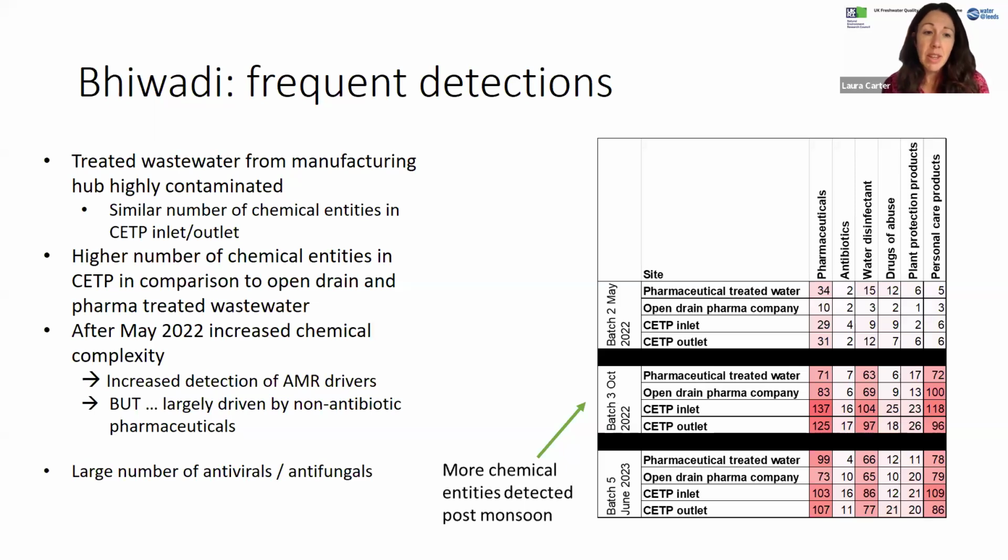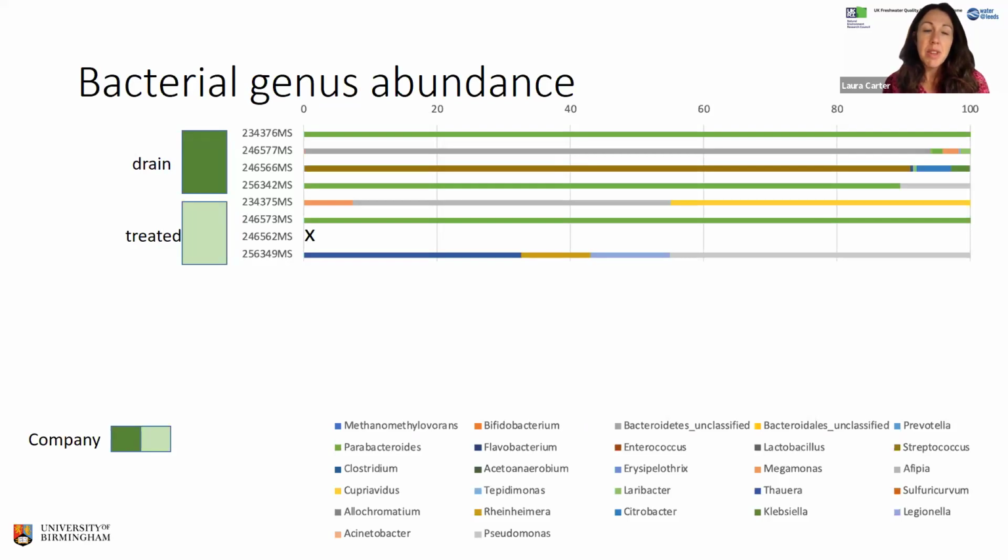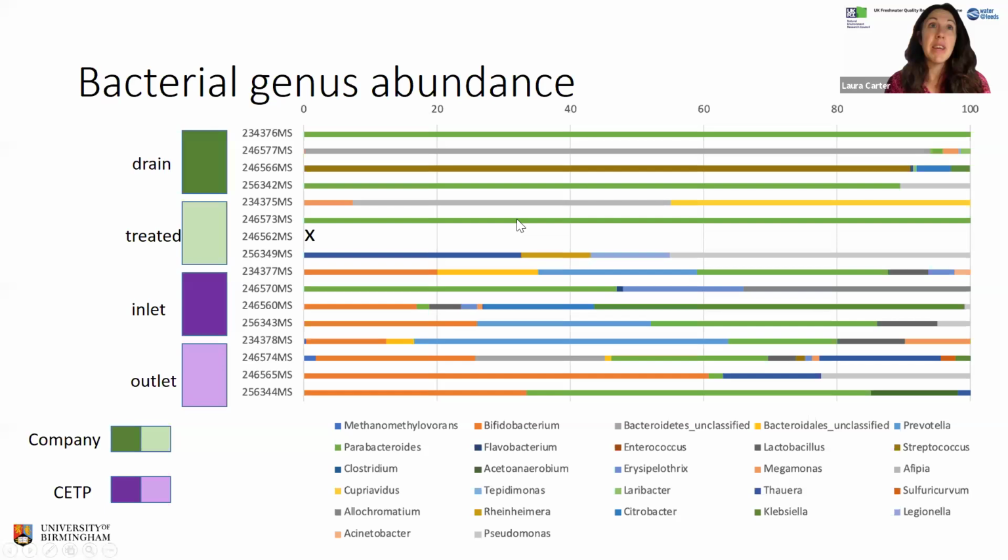Now, what was really interesting with this analysis was that we were able to see a large number of antivirals and antifungals, a lot more than what we were seeing at the other site. So quickly, with the bacterial genus abundance, we have the plot based on the colours, and as expected, we could see a higher bacterial diversity in the CETP samples, this bottom panel here, in comparison to the samples that were collected from the manufacturing effluent.